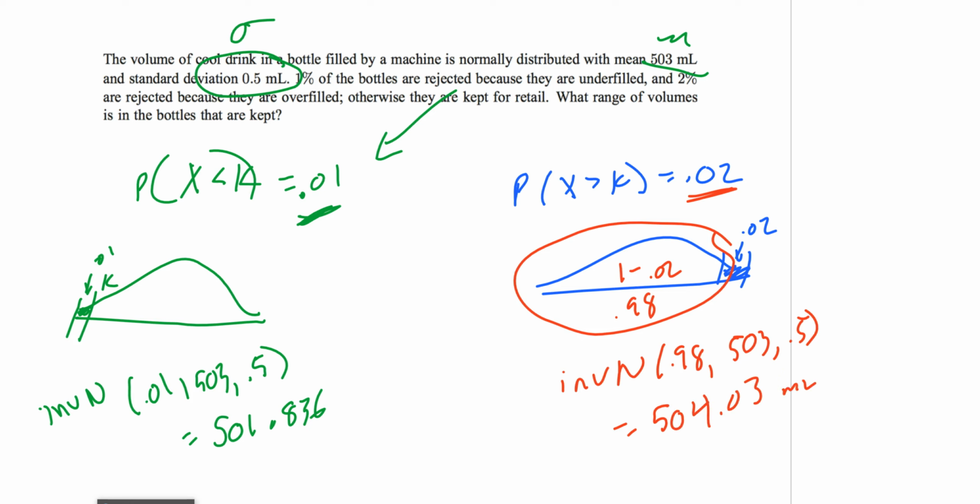milliliters. So that's the range you get. Let's actually answer the question: what range of values are the bottles kept? My range is going to be from 501.8 to 504.03. Anything below that is underfilled, anything above that is overfilled. And that's the lesson.